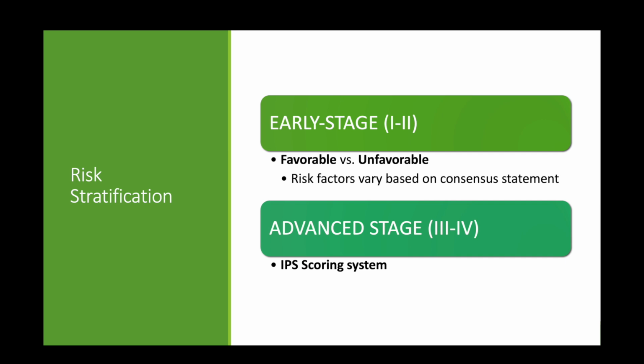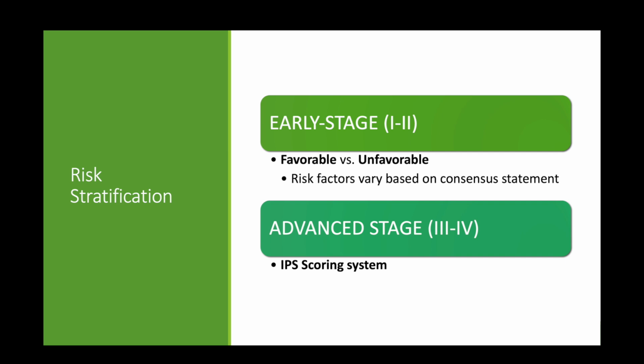So once we have staged the patients, the next step before we treat them is to actually risk stratify them. And you will see that the treatment paradigms differ based on the patient's risk stratification. So when we think about risk stratification, the first thing to keep in mind is what stage disease do they have? Do they have early stage, meaning stage 1 or 2 disease where their disease is limited to one side of the diaphragm? Or do they have advanced stage disease, stage 3 to 4, where the disease is involving both sides of the diaphragm? And once we have figured that out, the treatment paradigms are different for early stage versus advanced stage.